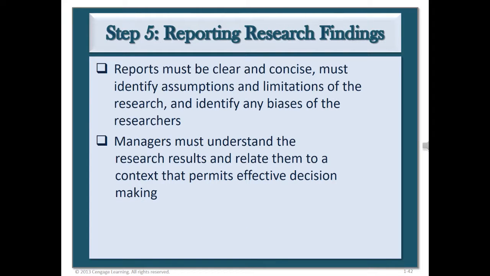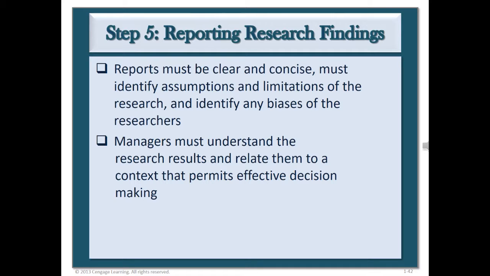Step number 5 is reporting your research findings. Your reports must be clear and concise. They must identify any assumptions and limitations of the research. Because we're all human, we have biases. Even researchers have biases. The research itself makes assumptions, and there are limitations of the research. All of that must be spelled out clearly and concisely for the people that are reading the research outcomes.